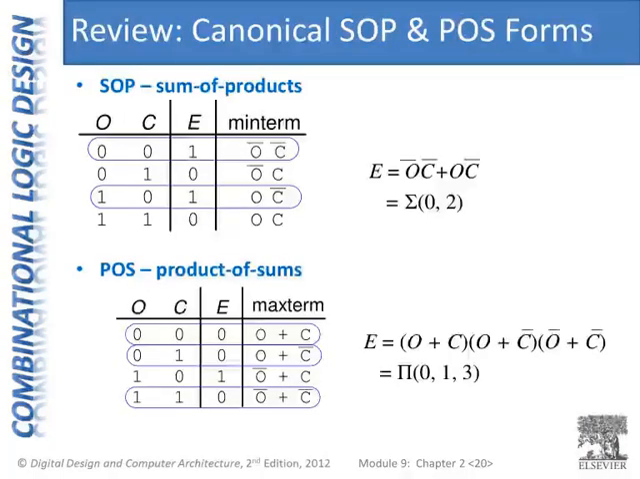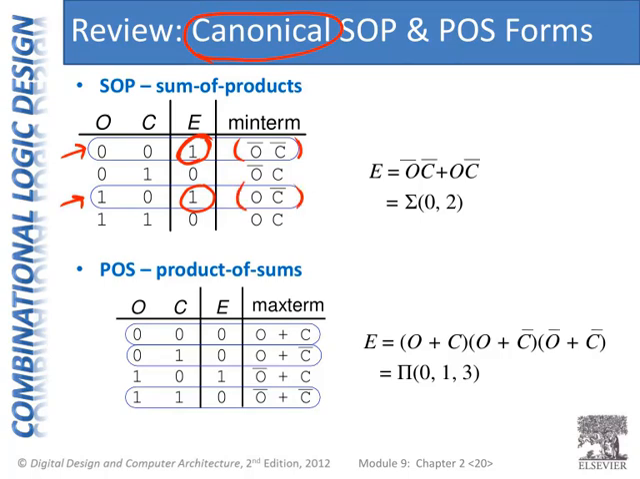So let's revisit some examples from canonical SOP and POS form. In this slide, we're talking about the canonical forms. We have some function, the output E, that has ones in the 0, 0 case and the 1, 0 case. Our inputs are O and C. The letter O, that's not a 0, that's the letter O. And so again, for canonical sum of products, we look at where the output is 1, and we include those minterms in our equation.